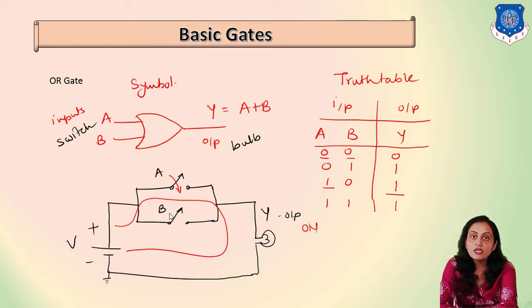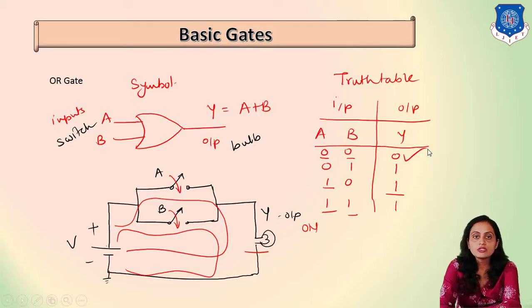And even if we open A and close B, then the bulb will get current through the B path. And if both the switches are on, that means both inputs are 1, then too the bulb is getting the current. But if both the switches are off, there is no path from the battery to the bulb, and that is why the output is 0. So this is how we can develop the OR logic using the switch and bulb circuit.